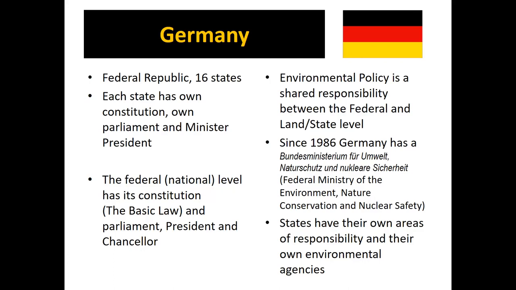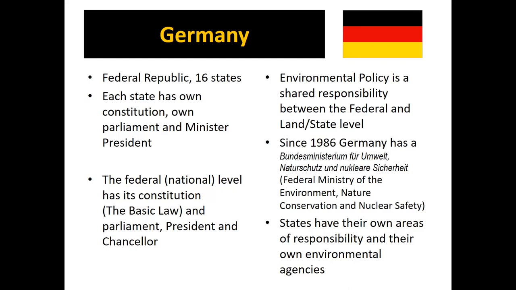And because of the way this federal political system is set up, environmental policy in general is a shared responsibility, where the federal government has certain responsibilities and the state government has certain responsibilities. And each state in Germany is called Land. Now, prior to 1986, Germany had no environmental ministry. But since 1986, there has been a Bundesministerium, and exactly what has been included in it besides environment, or Umwelt, has varied. So the name of the ministry has changed.